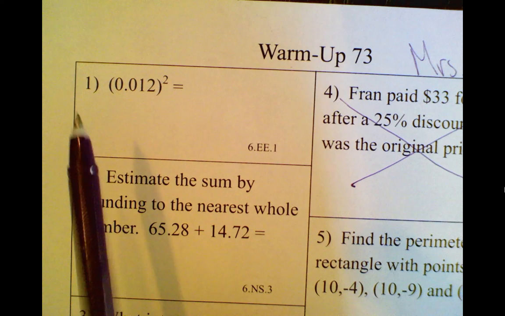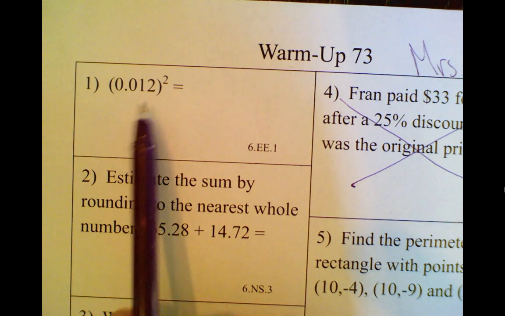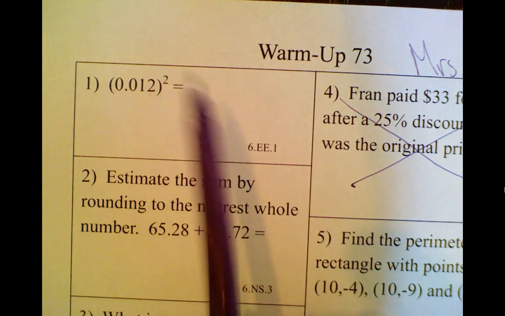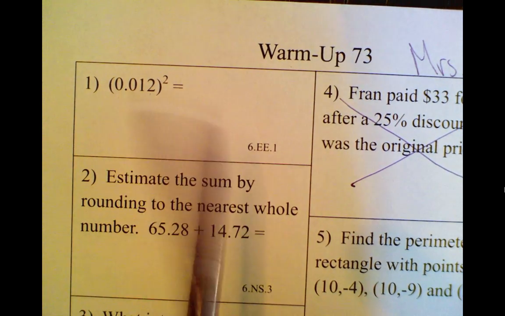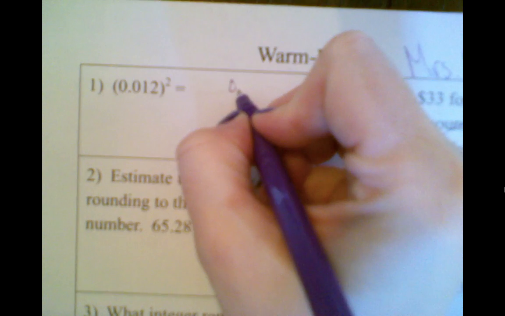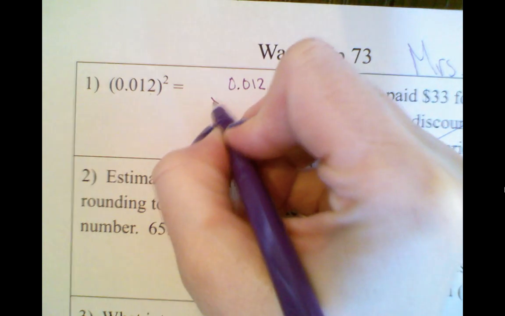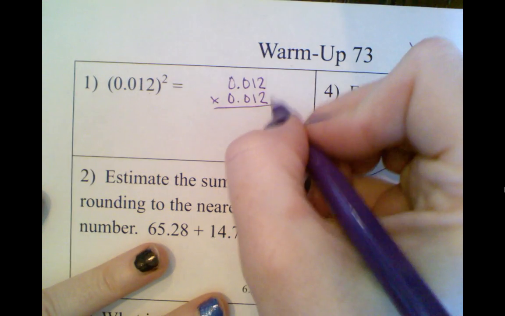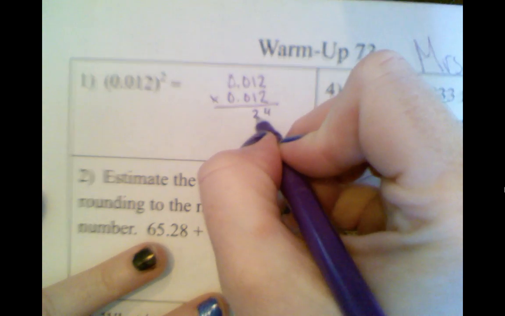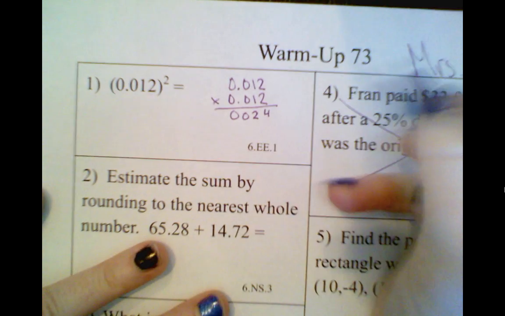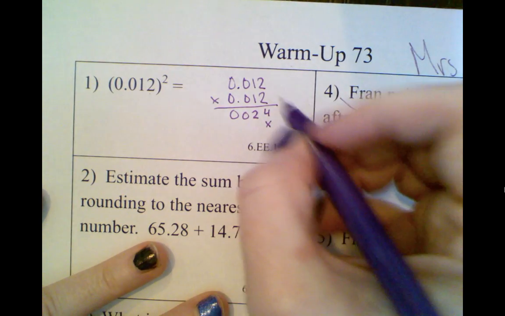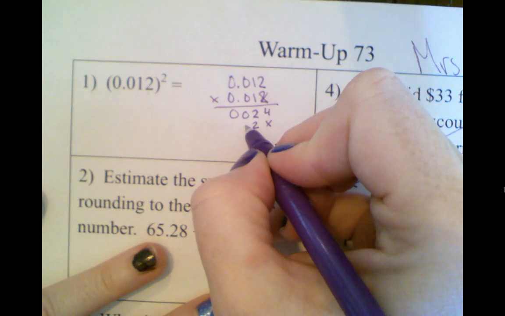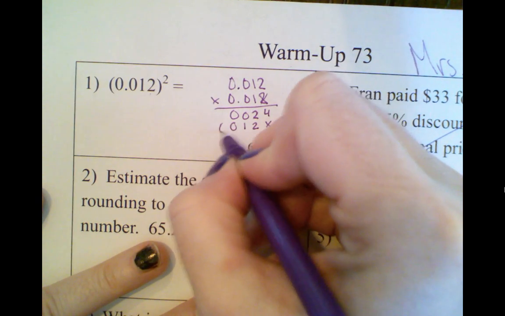So we got 12 thousandths to the second power, which means squared. So you're taking this number times itself. So we're technically saying 0.012 times 0.012. Okay, so 2 times 2 is 4, 2 times 1 is 2, 2 times 0 is 0, and then 0. An x here, or a placeholder. 2 times 1 is 2. 1 times 1 is 1, and then 0 is 0 for that.